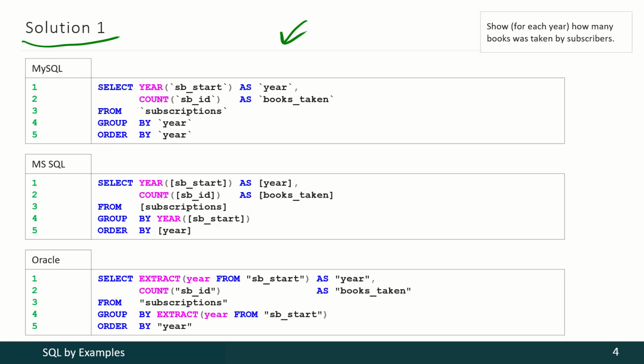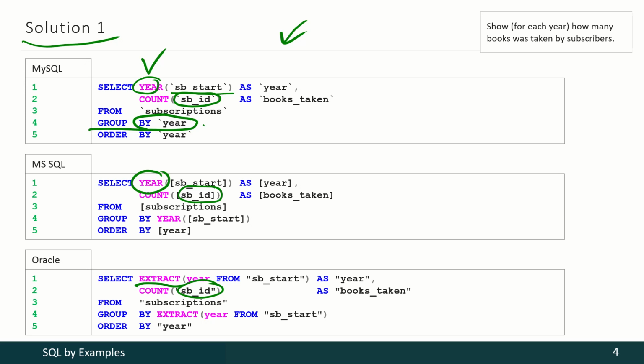The idea here is to take the start date of a subscription, then apply some function: year in MySQL, year in Microsoft SQL, and extract in Oracle, to extract the year part of the date. Then we shall count how many subscriptions were in that year, and then we of course group by that year.